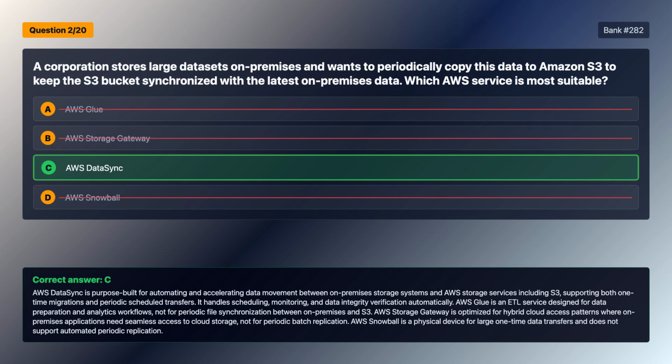AWS Glue is an ETL service designed for data preparation and analytics workflows, not for periodic file synchronization between on-premises and S3. AWS Storage Gateway is optimized for hybrid cloud access patterns where on-premises applications need seamless access to cloud storage, not for periodic batch replication. AWS Snowball is a physical device for large one-time data transfers and does not support automated periodic replication.